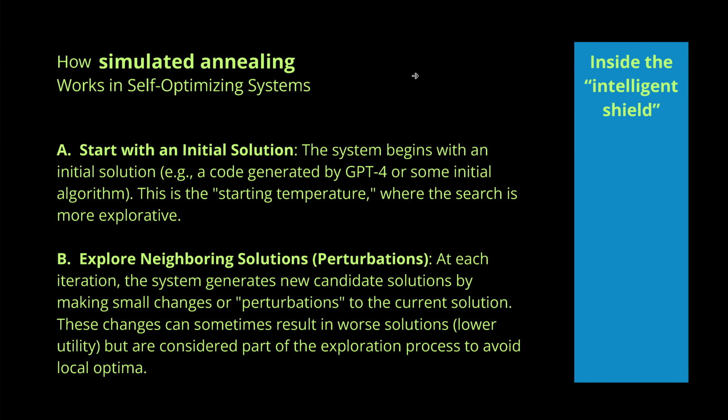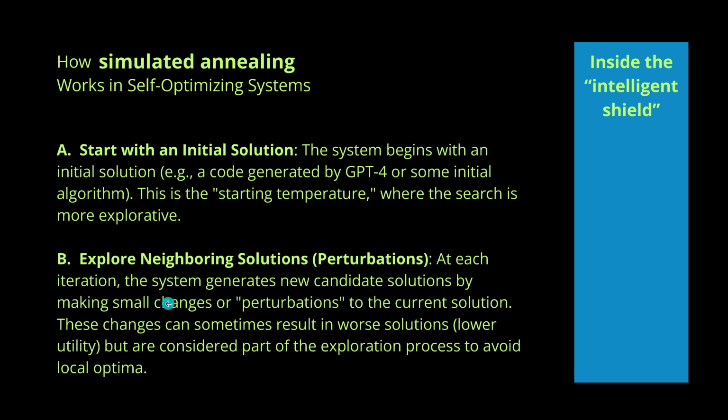If you don't know simulated annealing, how it works here in this self-optimizing system, there are some simple points. You have to start with an initial solution. Let's say this is a code generated by GPT-4 or whatever you have as a code LLM. And this is the starting point. And we have a starting temperature. And we'll have a high temperature, of course, that is a more explorative solution. And then we explore a simple neighboring solution, a perturbation to this code.